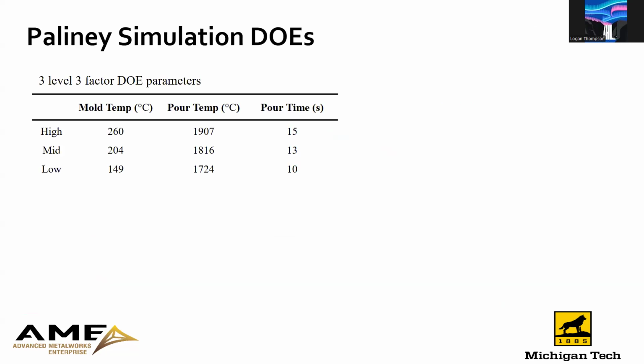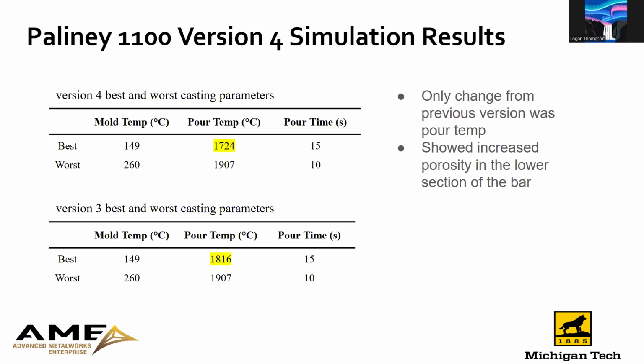For the simulations, we had a design of experiment that included a high, a mid, and a low value for mold temp, pour temp, and pour time. Then we did a bunch of different combinations of those to have 25 different runs to see which factors would actually lead to improved porosity results.